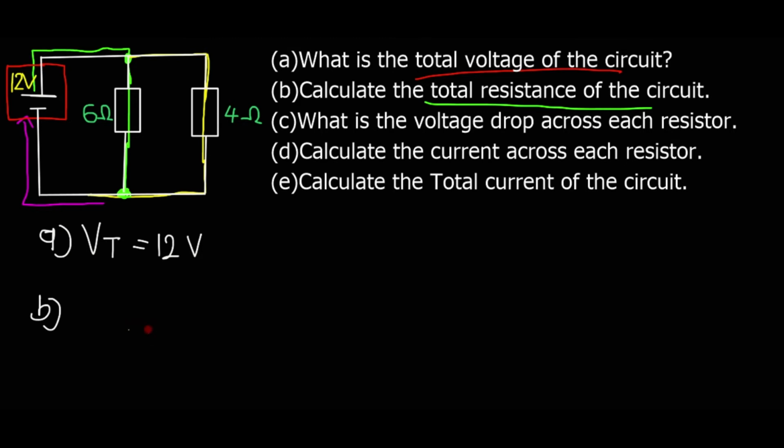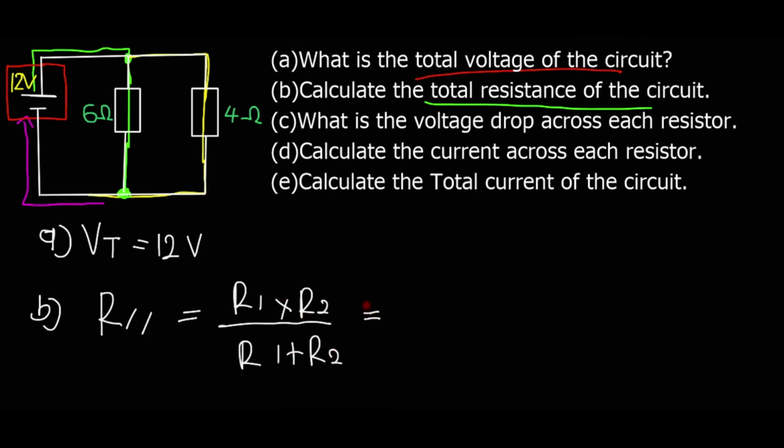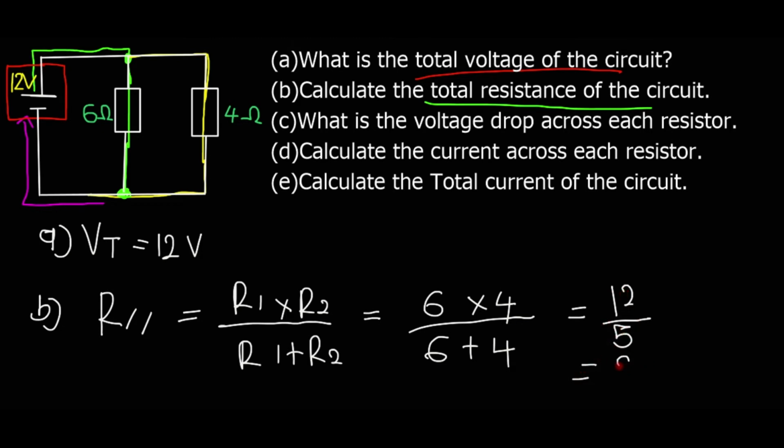Or you can do it in this way, because we have only 2 resistors, you can do it this way, where R parallel is equals to R1 times R2 over R1 plus R2, because this formula we use when we have only 2 resistors. So it will be 6 times 4 over 6 plus 4, and then it will give 12 over 5, and then it's the same answer, which is 2.4 ohms. So it's all up to you which formula to use, but I think this one is very simple when you have 2 resistors.